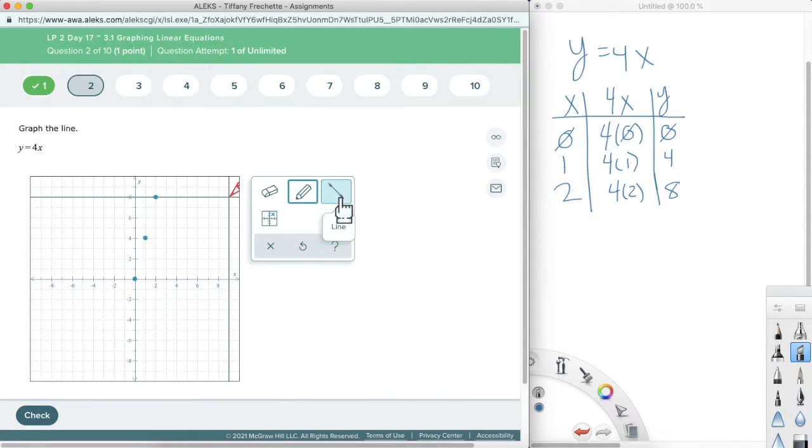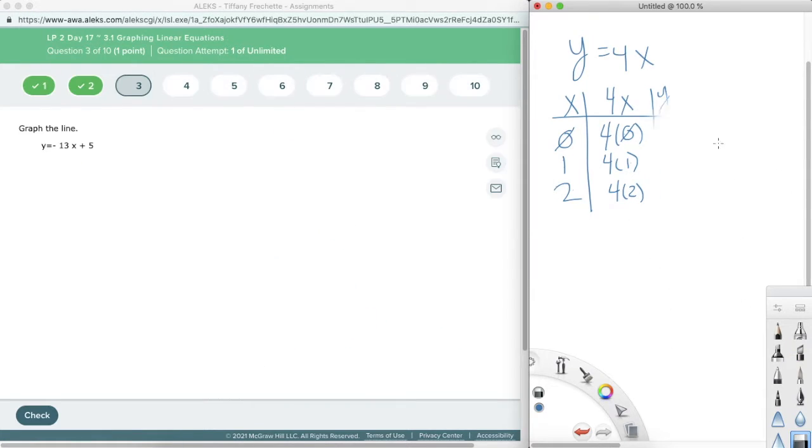But again, what the third point does is it ensures that if I click and click again, because you have to click twice to snap the line, it should go through all 3 points that I have there. It just ensures that yes, I did in fact do my math correctly, it's working out, and the pattern is continuing. So we'll go ahead and click check there, and we're good.